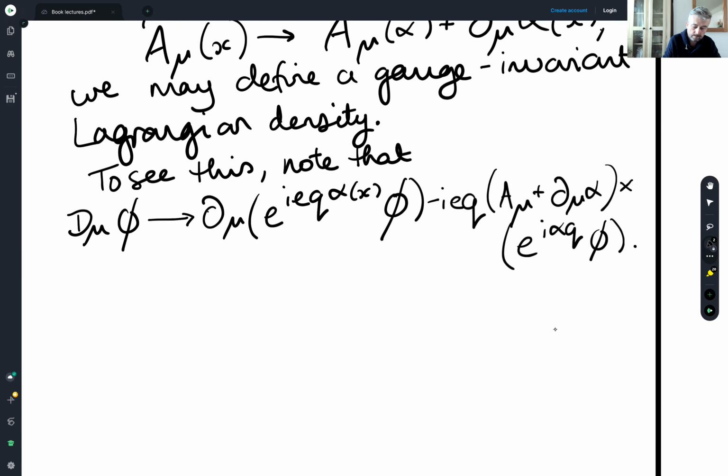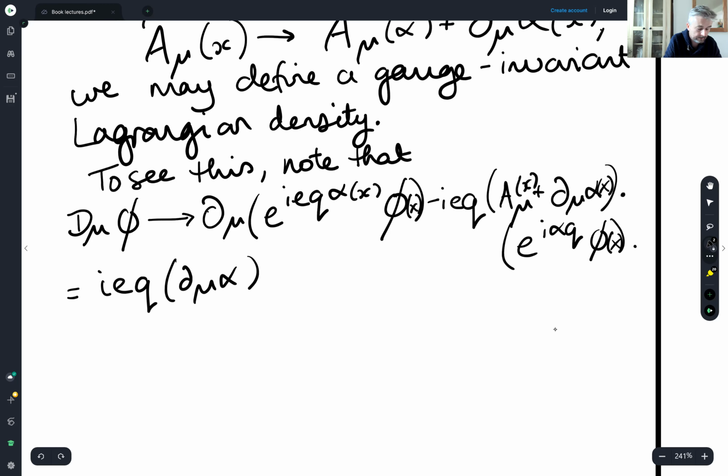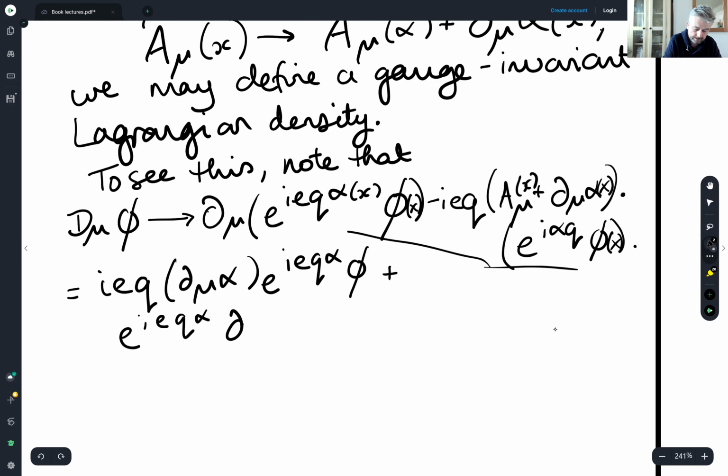Okay, so we get two terms from this first bracket because the partial derivative acts on the alpha and then it acts, by the chain rule, on the phi. So I have to put the x dependence in there to remind ourselves. So this is multiplied by... when it acts on the alpha, we get i e q d mu alpha times e to the i e q alpha phi, plus e to the i e q alpha d mu phi.